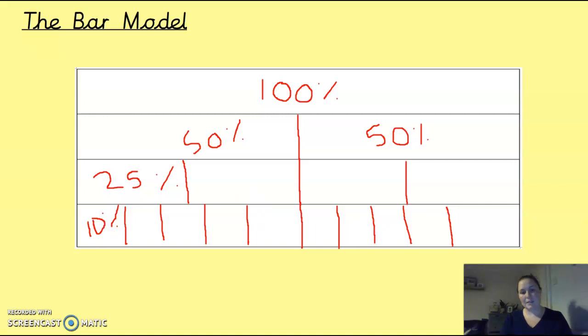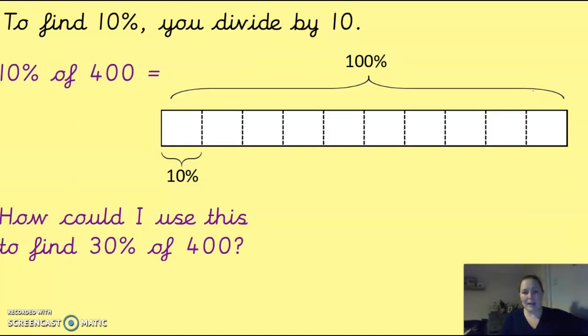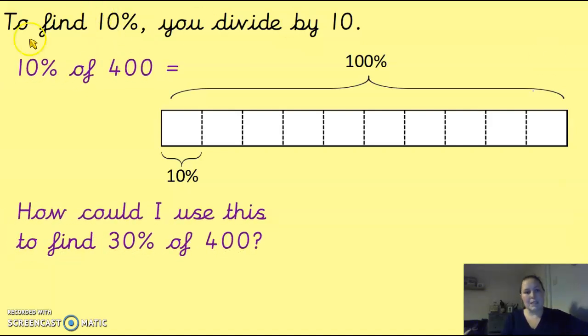So that's going to be visualized better on the next slide. But 10 of my 10% will make the whole. 4 of my 25% will make the whole. 2 of my 50% will make the whole. That's how it links to what you're dividing by. So if we have a look at this and visualize it on the bar model, to find 10%, you divide by 10. So 10% of 400.